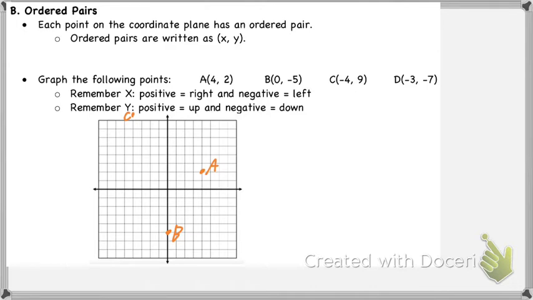Left 3, down 7. Okay, left 3, down 7. We'd be down here. Letter D, as in doggo. Okay, questions on this and how we pull out these points.